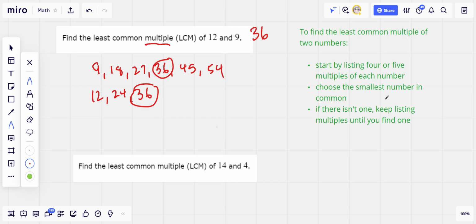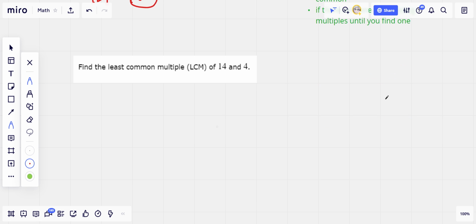Okay, let's try this one, 14 and 4. This might be a little more difficult because you're probably not used to listing the multiples of 14. We're going to start there, and this is multiplication, but it can also be successive addition. So 14 times 1 is 14. If we just add 14 and 14, we get 28. That's our next one. And let's see, let's add 14 more.